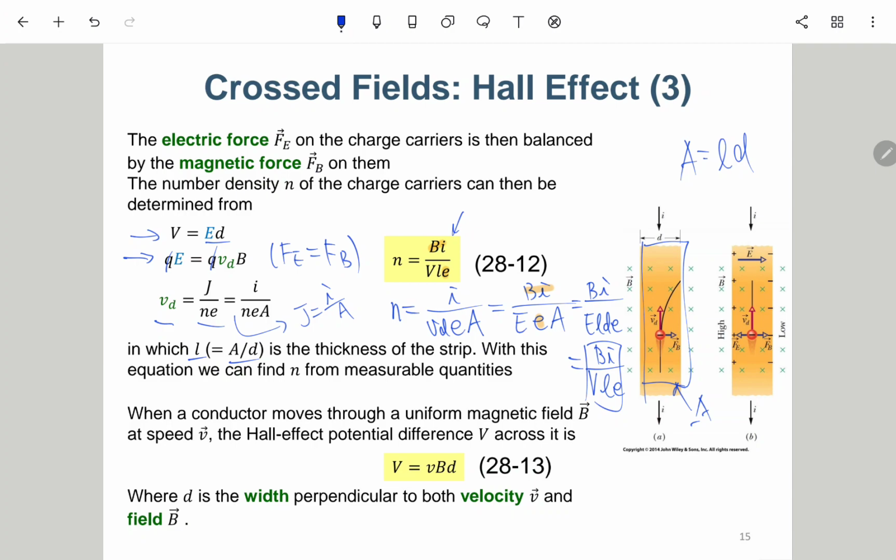It is very trivial because we have V equals E times d, and according to this one, E equals v_d times B. So actually we have V equals v_d times B times d. Whether you write it as v_d or v is actually the same thing. So this Hall effect potential equals the drift velocity times the B field times the width of the wire.